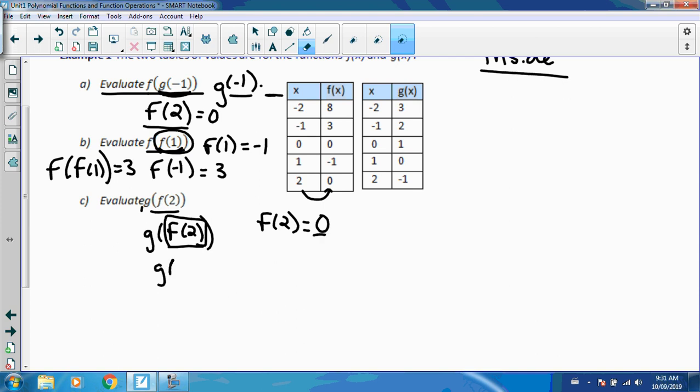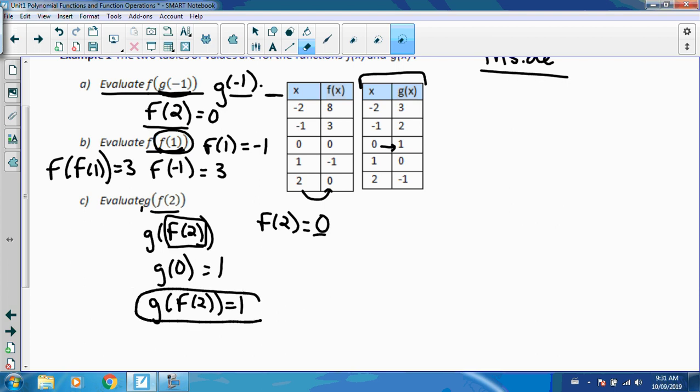What is the g of 0? Now I'm using the g table of values, and the g of 0 is 1. So the g of the f of 2 is 1. And that's the answer for that. So hopefully you got those ones.